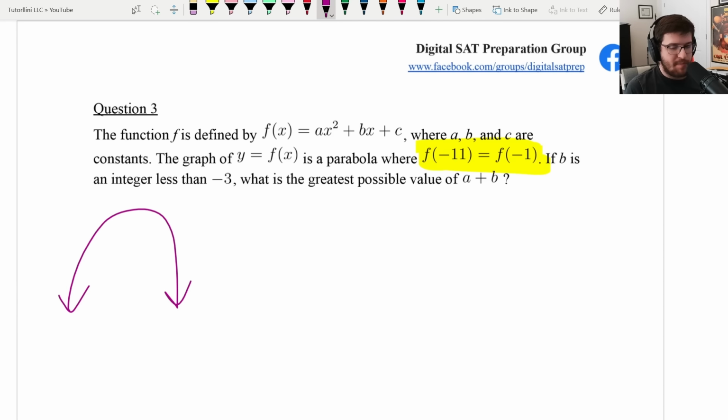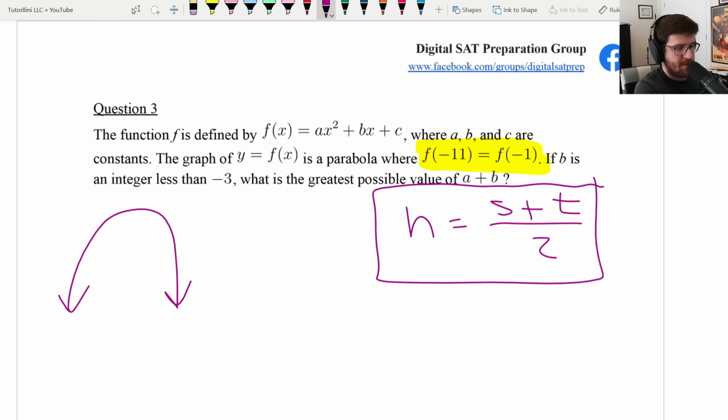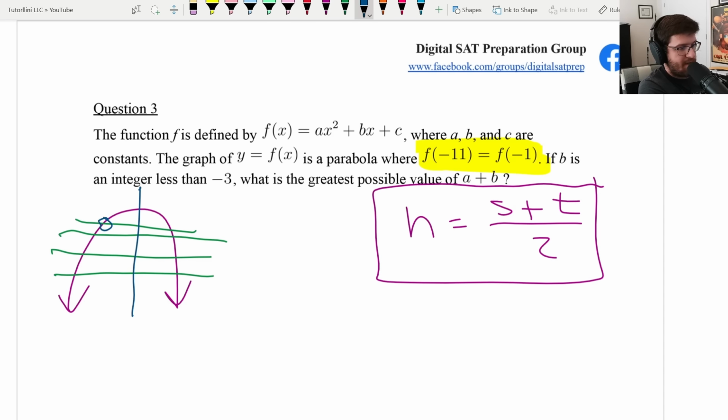So lots of people understand that if you have x-intercepts, S and T, the x-coordinate of the vertex H is the midpoint of those two x-intercepts. What a lot of people don't understand is that you can use this exact same formula when you have two x values with the same y value. Because parabolas are symmetrical everywhere. So no matter what y value I pick, the vertex is always going to be in the middle of those x values. Hopefully that kind of makes sense.